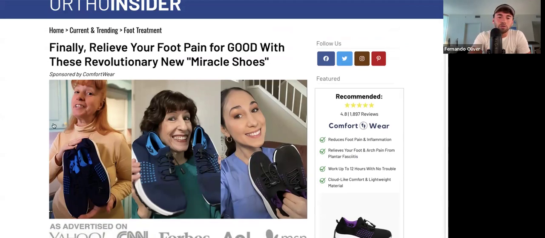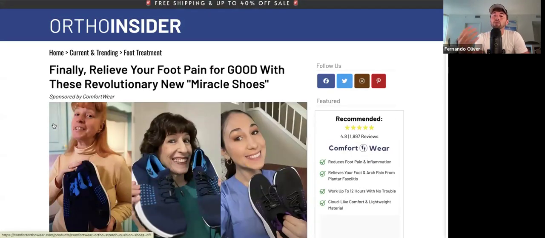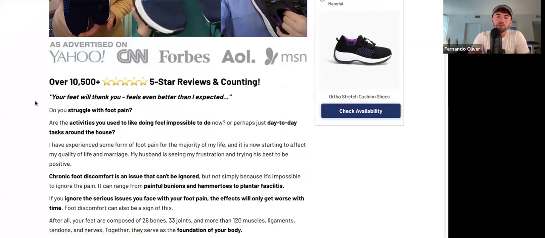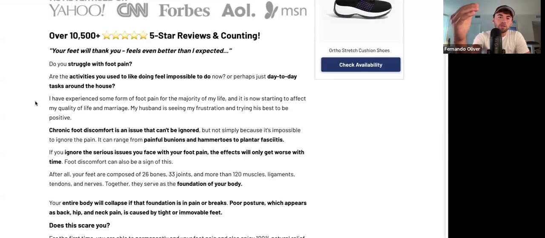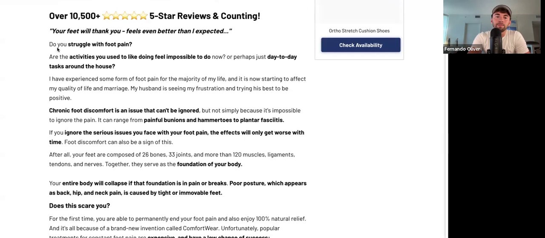So for the Ortho shoes, they're going after the promise angle. So it's a lower level of market sophistication, right? They're going after the promise of getting rid of your foot pain with these miracle shoes. And then it's a very simple, straightforward, to the point lead. Do you struggle with foot pain? Do the activities you like doing feel impossible to do now? So you might notice this is a much more toned down copy, less sophisticated, less aware market.